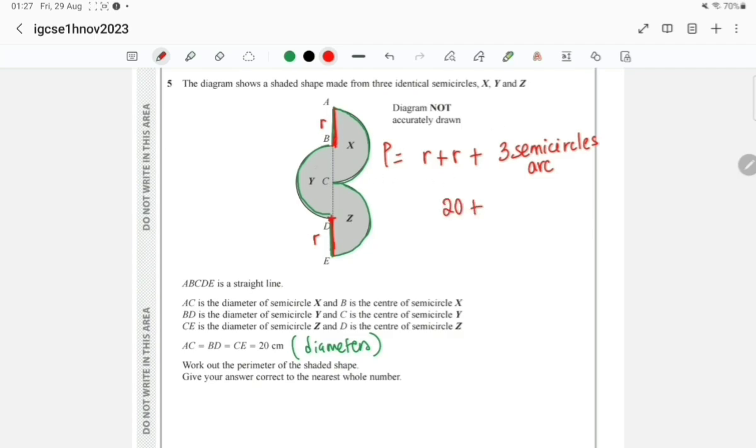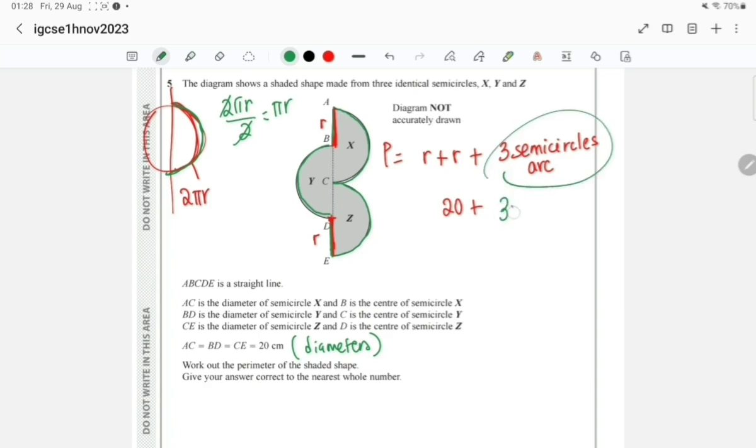Now for the semicircles, let's see. So one circle, the circumference is 2 pi r, right? Now for a semicircle, this part would be 2 pi r divided by 2. Okay, this is for the circumference of the semicircle would be 2 pi r divided by 2, which is equal to pi r. Now this is for one semicircle. Now I have 3 semicircles, so it would be 3 pi r. So 3 semicircles arc would be 3 pi r.